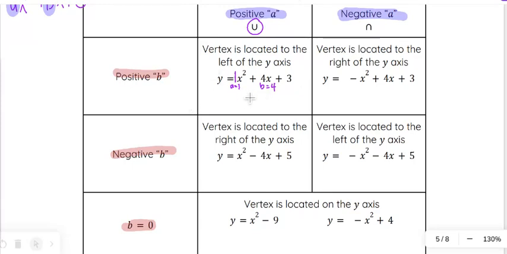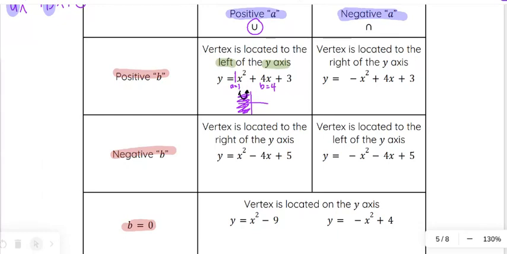So now I can also determine if that graph is going to be over here on the left side or on the right side, or actually on the vertex, on the y-axis. So looking at this one, because our a value is positive and our b value is positive, the vertex is going to be located to the left of the y-axis. So again, that's because of the a and the b value. So left of the y-axis, which means it's somewhere over here. All right. And because the a value is positive, it is going to open up. So it's going to be somewhere over here.